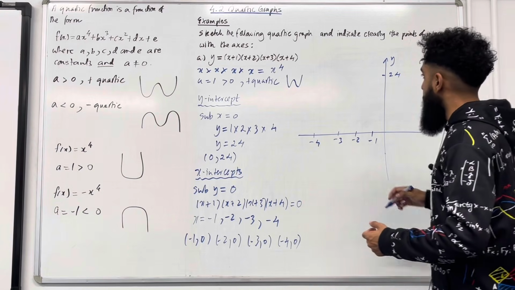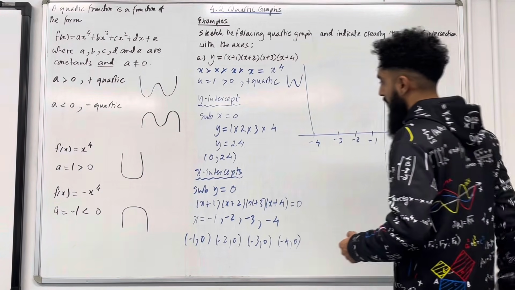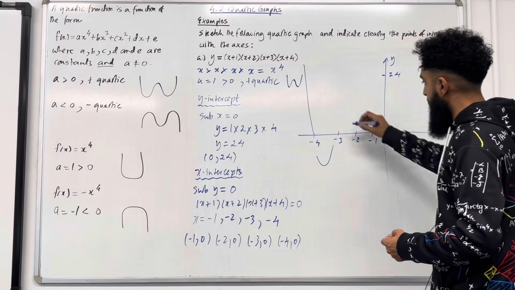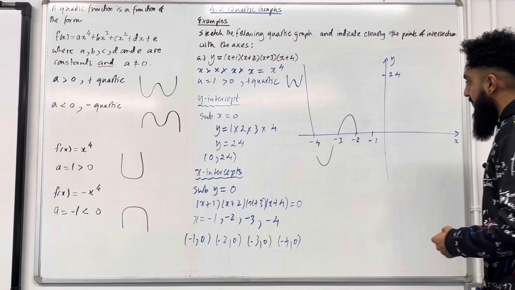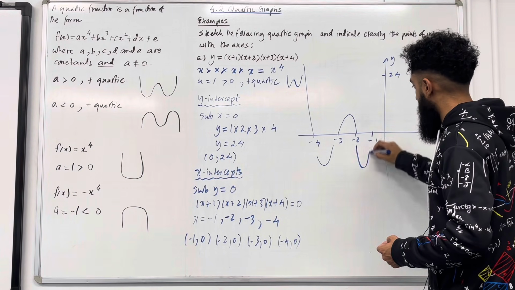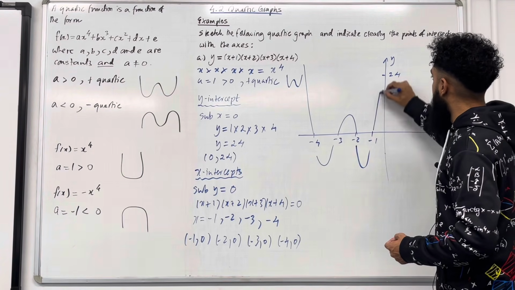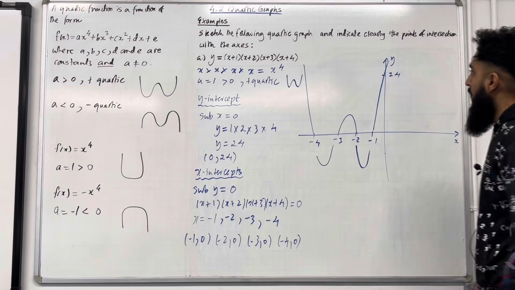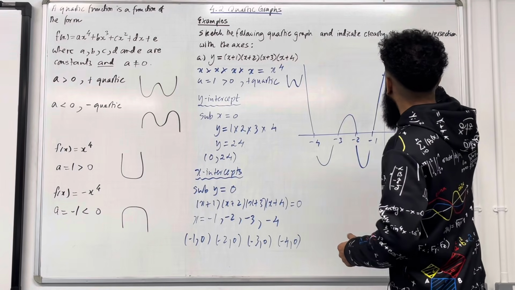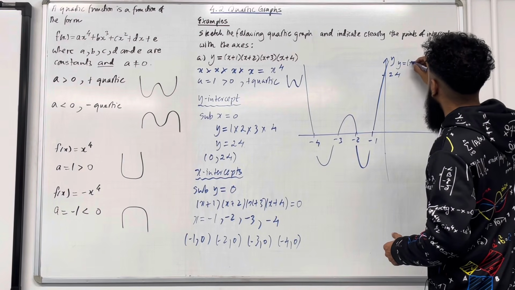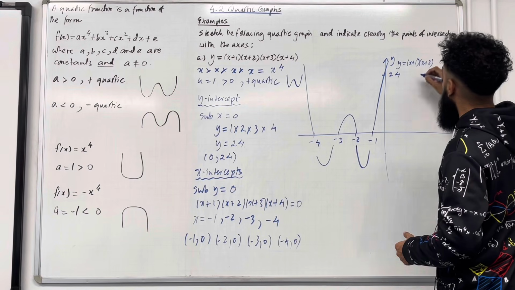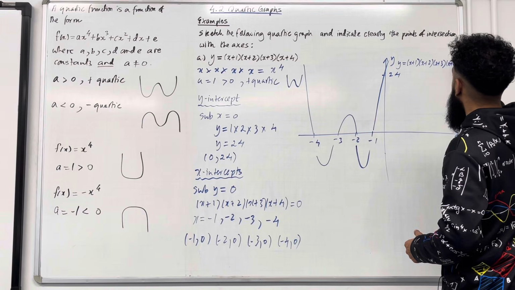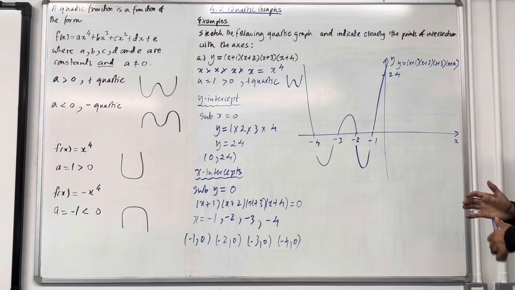So let's sketch the graph now. Cut at x equal minus 4, cut at x equal minus 3, cut at x equal minus 2, cut at x equal minus 1, and then cut at y equal 24. So that there is my quartic graph. I've got the graph y equal x plus 1, x plus 2, x plus 3, and x plus 4, each of these individual components in brackets.